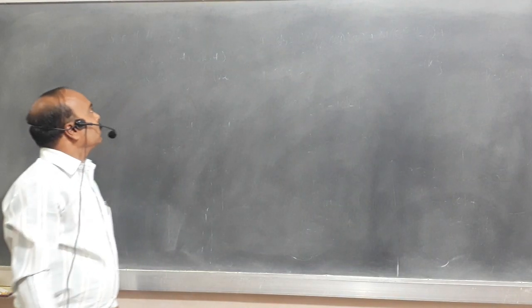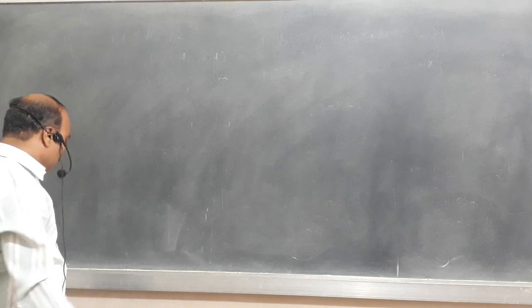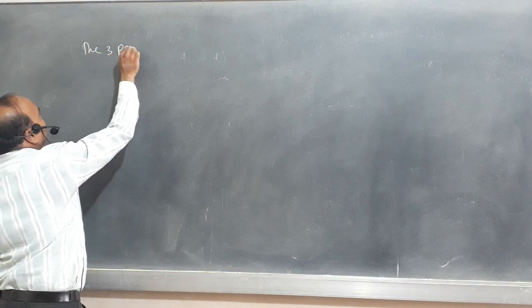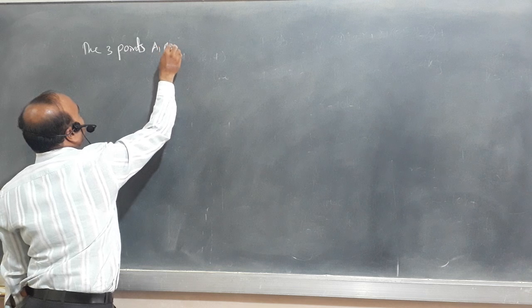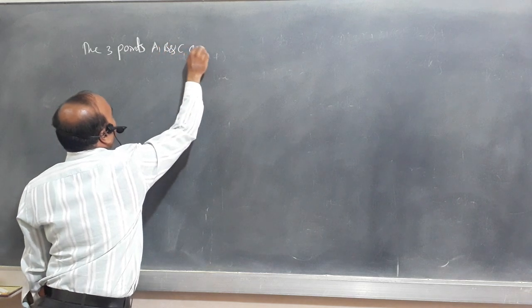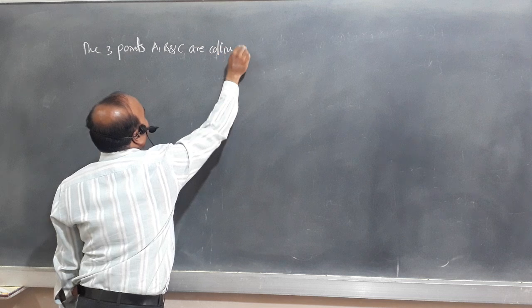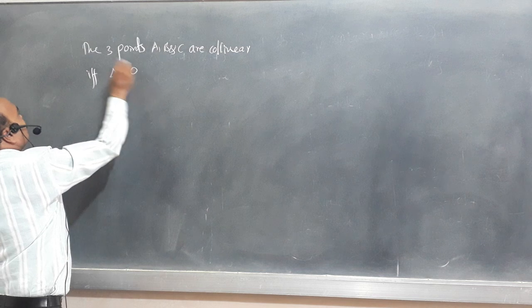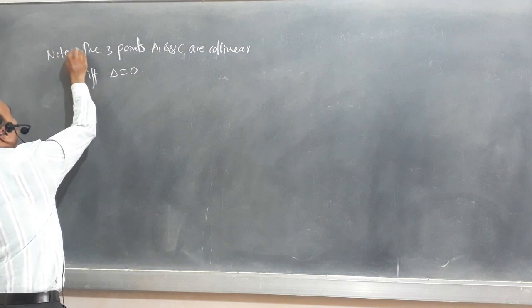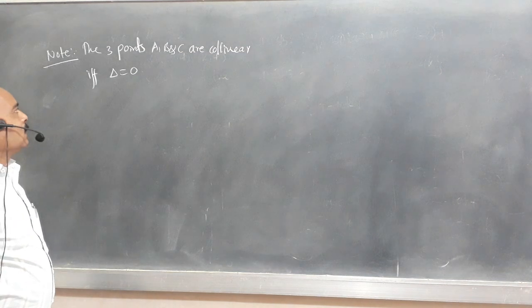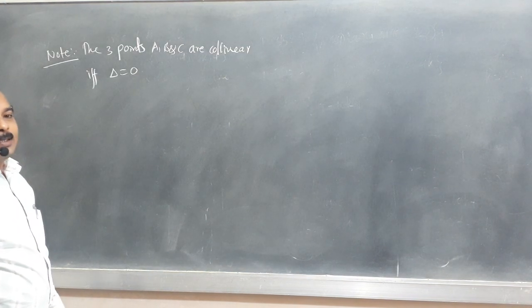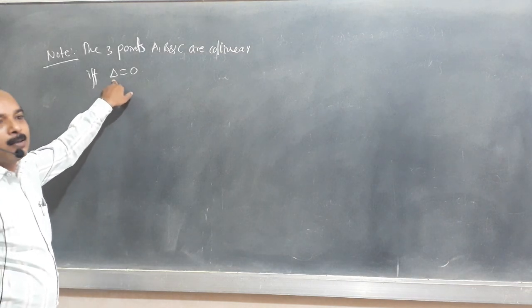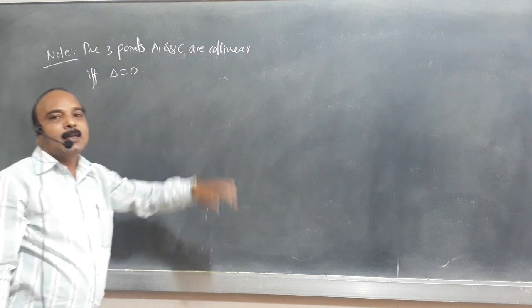Now we discuss the collinear points. The 3 points A, B and C are collinear if and only if delta equals 0. Take it as a note. The 3 points are said to be collinear if and only if the area is equal to 0. That is, if the area of the triangle is equal to 0, then the 3 points A, B, C are collinear.